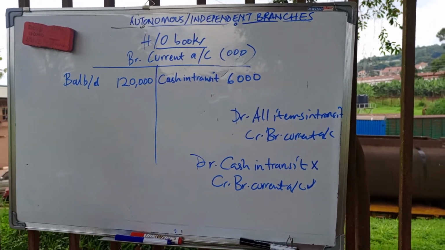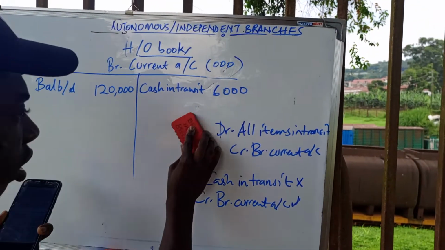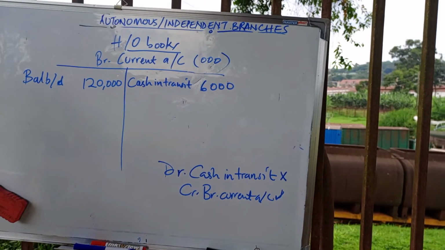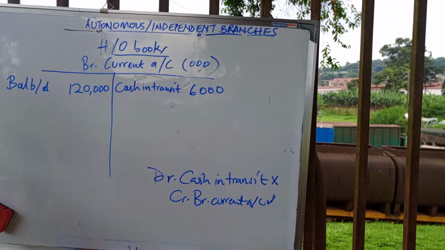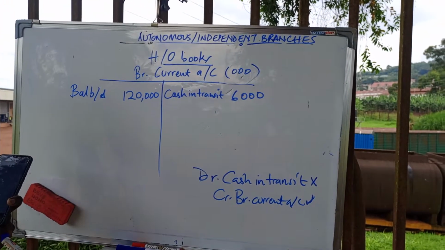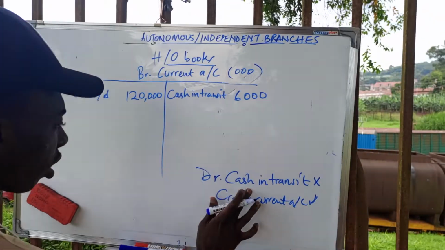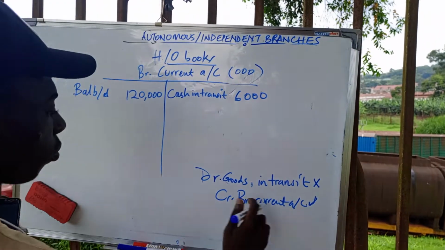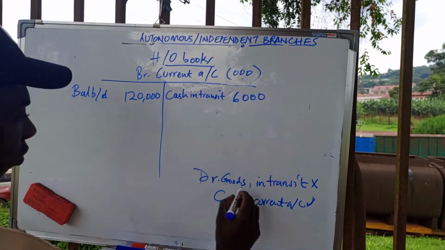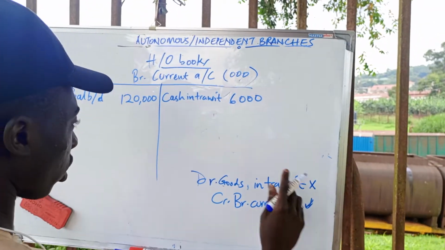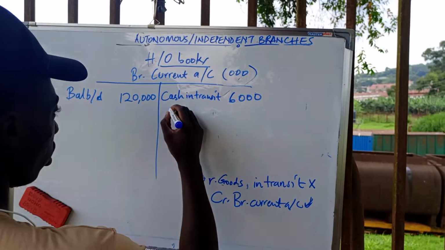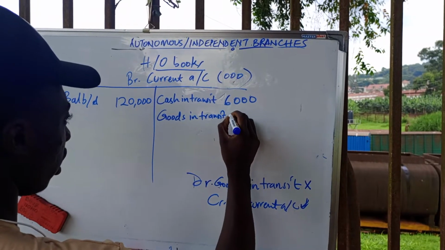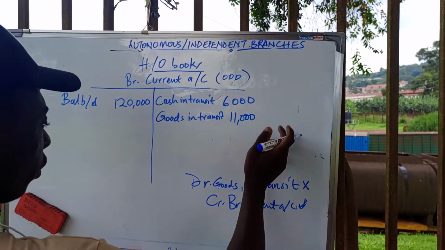Then you look out for another item in transit. Here they are saying that at the end of the year, goods in transit amounted to 11 million. So if there are goods in transit, I debit goods in transit. Then I credit my branch current account. So I pass the credit entry here. They haven't asked me for goods in transit account, but this one is asked, so it's what I maintain. So I debit with goods, I credit with goods in transit. They said it is 11 million, so that is 11,000. We reduce the zeros, of course.